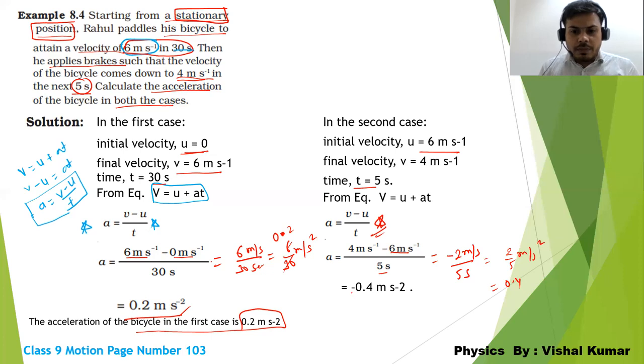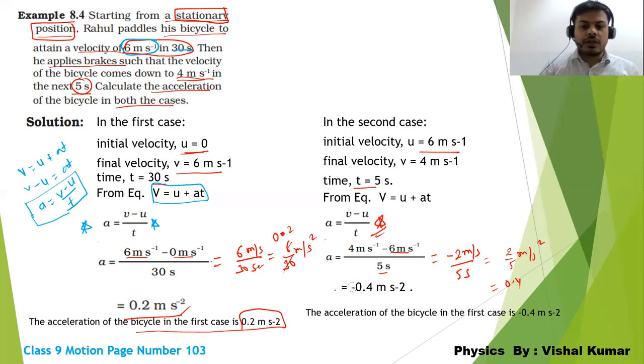Then what is the meaning of negative here? Remember, the acceleration of the bicycle in the second case is minus 0.4 meter per second square, and we want to know the meaning of negative here. The meaning of the negative sign is that the velocity reduces. The initial velocity is 6 meter per second, and after applying the brake the velocity reduces. That's why we get the acceleration negative.